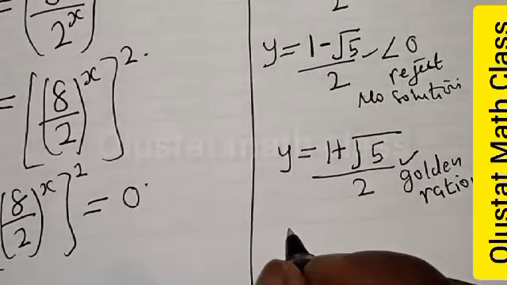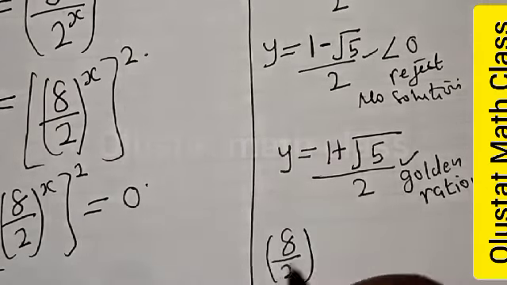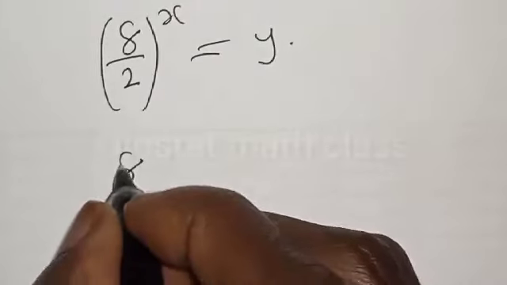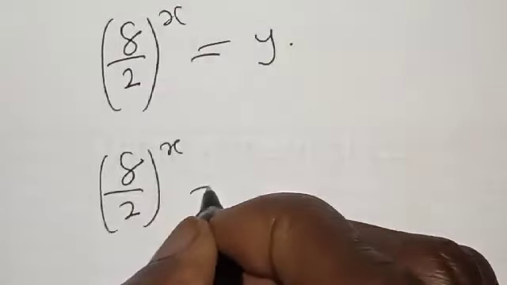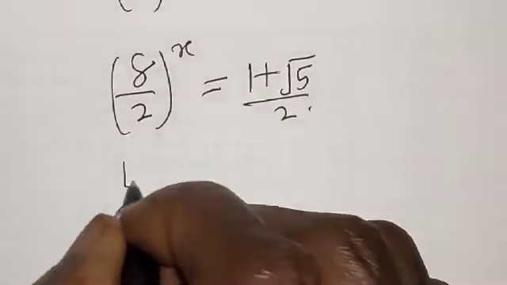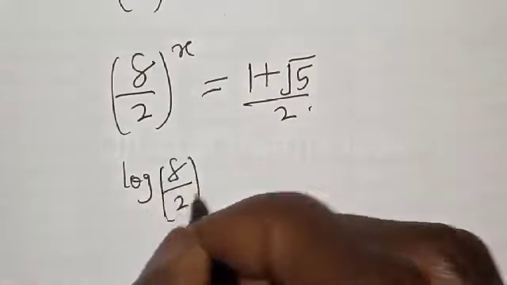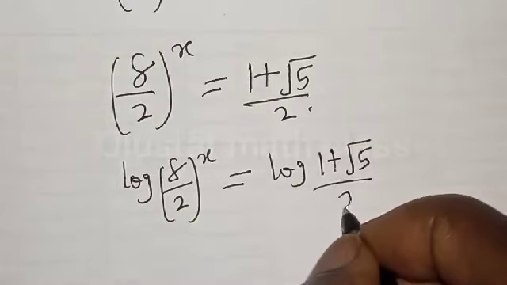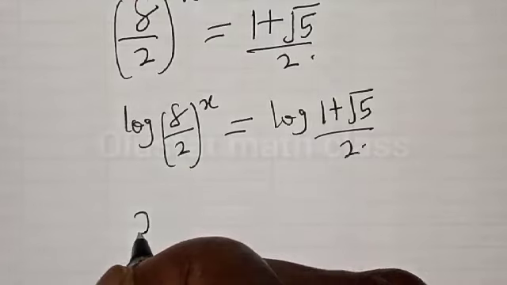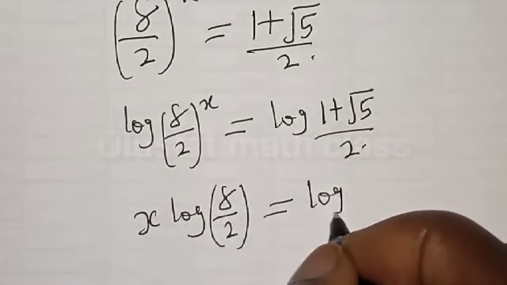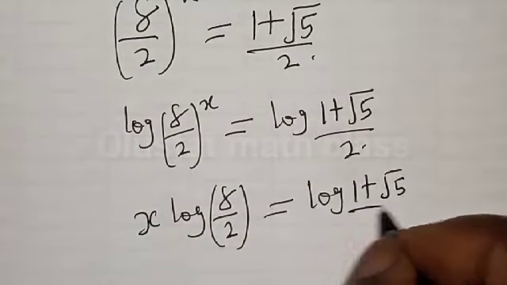But remember that 8 divided by 2 raised to power x is equal to what? y. And our y is 1 plus square root of 5 divided by 2. Then we have 8 divided by 2 raised to power x is equal to 1 plus square root of 5 divided by 2. Now let's take the log of both sides. We have log of 8 divided by 2 raised to power x is equal to log of 1 plus square root of 5 divided by 2. Then we have x log 8 divided by 2 is equal to log 1 plus root 5 divided by 2.